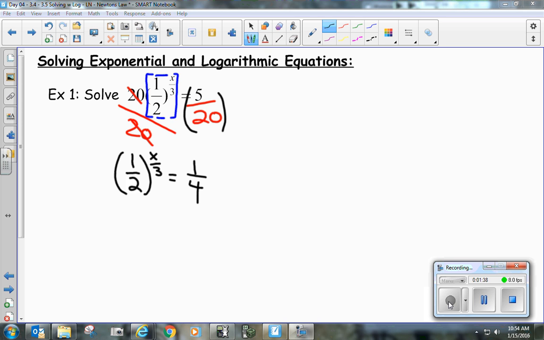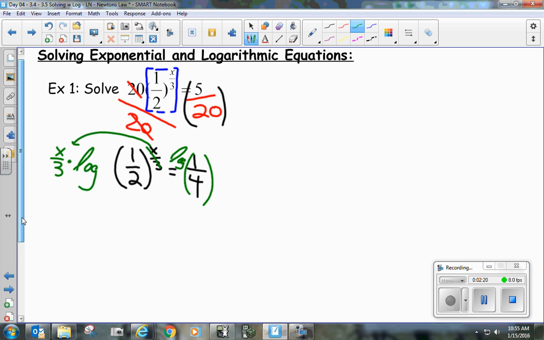Now I can use log to bring down my variable, which is in the exponent. So, if I take the log of this side, that takes my exponent and brings it down. X over 3 times, and it ceases to become the exponent. It's no longer there. But just like when I divided by 20, I had to do it to both sides to balance. Taking the log, that's like a math function. That's like squaring both sides. When I square one side, I gotta square the other. If I divide by 20, I gotta divide both sides by 20. If I take the log of one side, I have to take the log of the other side. So I'm just going to rewrite this now.